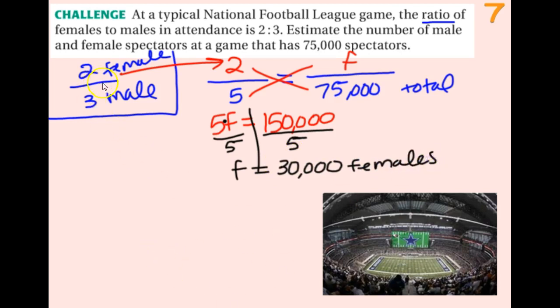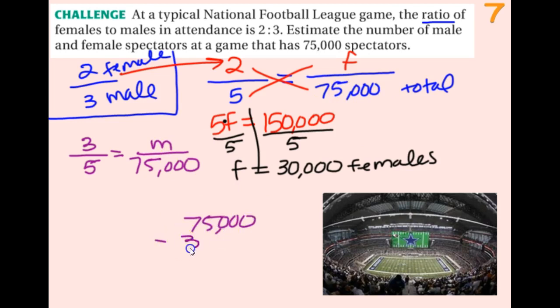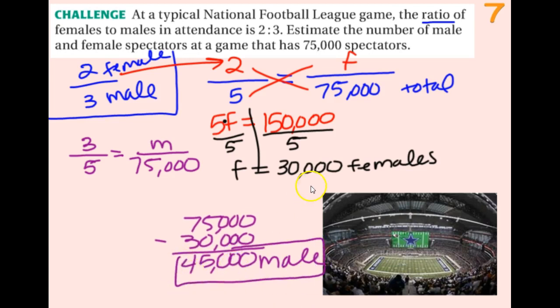If you want, we could set up the same proportion for the males. 3 out of 5 parts are males, and there are a total of 75,000 people. However, we know that there are a total of 75,000, and 30,000 are female, so that leaves 45,000 male. This one they just asked you how many of each, so we know 30,000 females and 45,000 males.